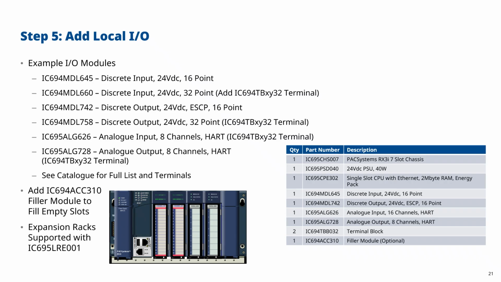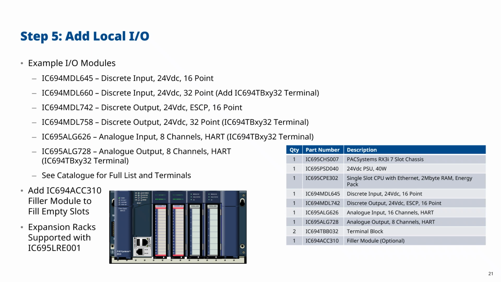And the reason is the IC694 modules use the legacy serial I/O backplane on the chassis rather than the newer PCI backplane. So that's why they're indicated with 694. It just indicates what connection type they have. But we've got the 645, which is 24 volt DC in with 16 points, and the MDL 660, which has higher density, 32 points, but you do need to add that terminal block with the 660.